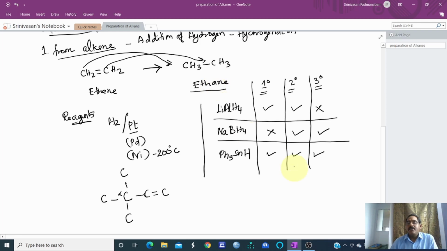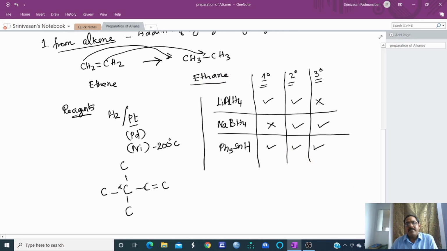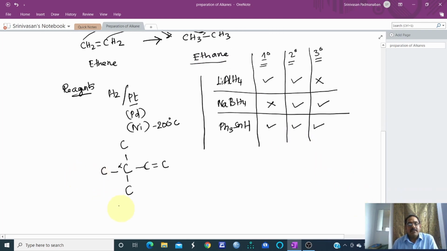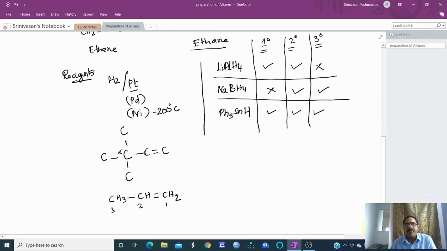Okay, just one more example let us take. Suppose you have here the next higher member in this. Can we say the name for this? How many carbon atoms do we have? 1, 2, 3. Therefore, the root is propane. In propane, you have a double bond, hence the name is propene or propylene. So propene is the IUPAC name.